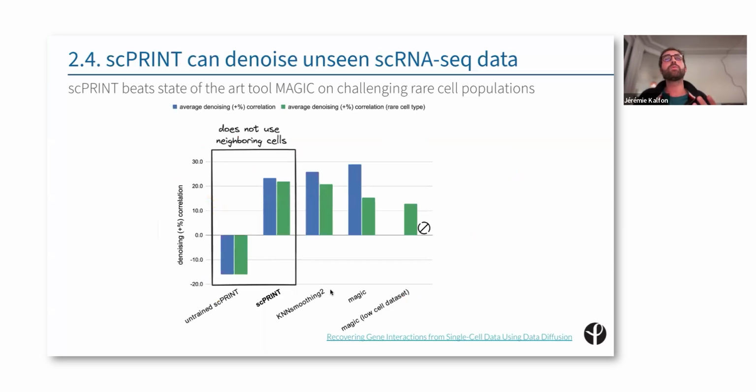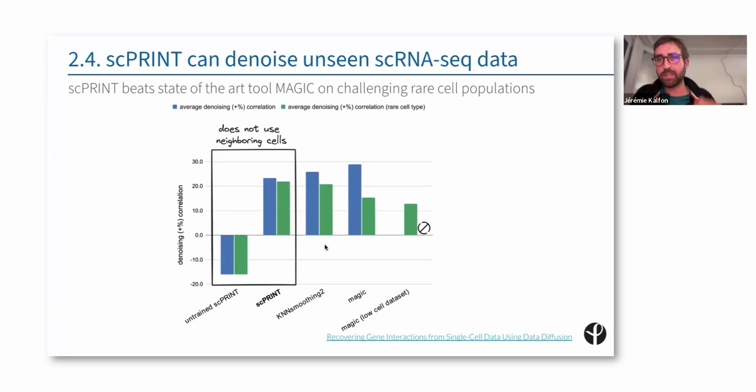And for that, there are two very famous, I'd say, state-of-the-art models that are used in the field, KNN smoothing 2 and MAGIC. And those are using basically the nearest neighboring cells by using a KNN algorithm, and using that information to predict the denoised expression profile of those cells. scPRINT doesn't do that. It takes one cell at a time and denoises it from scratch. And actually, scPRINT doesn't outperform here in this context the state-of-the-art tools on the dataset.